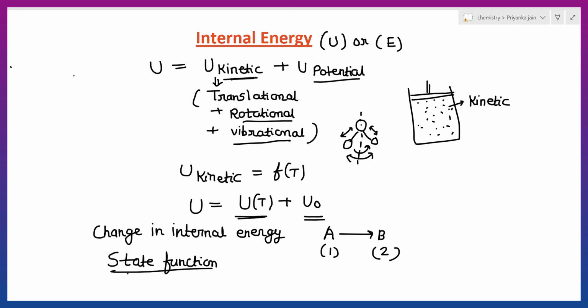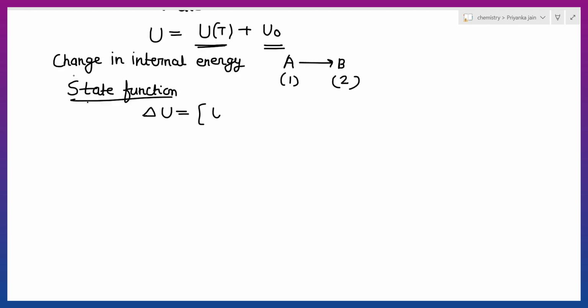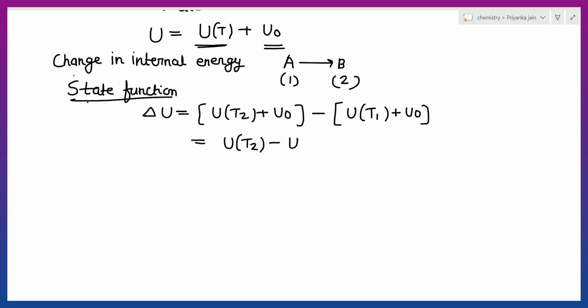It depends only upon the initial and the final state. So delta U is given by U_T2 plus U_0, this is the energy in state 2, minus U_T1 plus U_0, this is the internal energy in state 1. So this U_0 and U_0 will cancel out. And what we are getting is U_T2 minus U_T1. Another important thing you should know is that the internal energy is an extensive property. It means its value depends upon the amount. So it is called an extensive property.